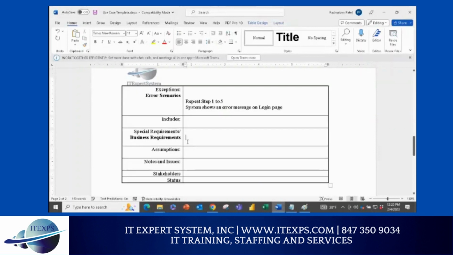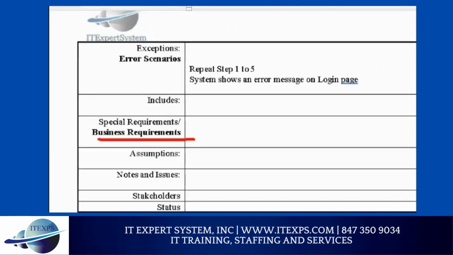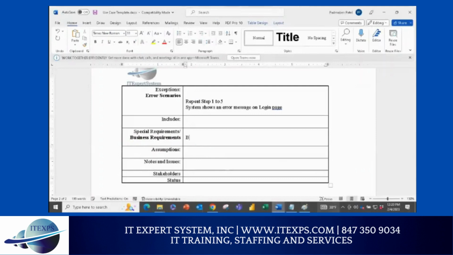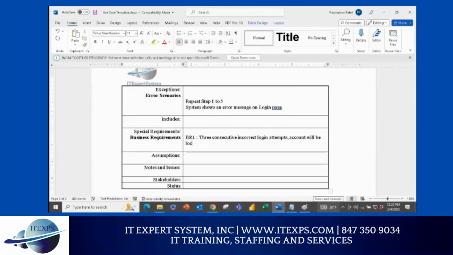We are not going to write other things, but the requirement. In the business requirement, we will write here BR1: three consecutive incorrect login attempts, the account will be locked. So this is very important for the BA.